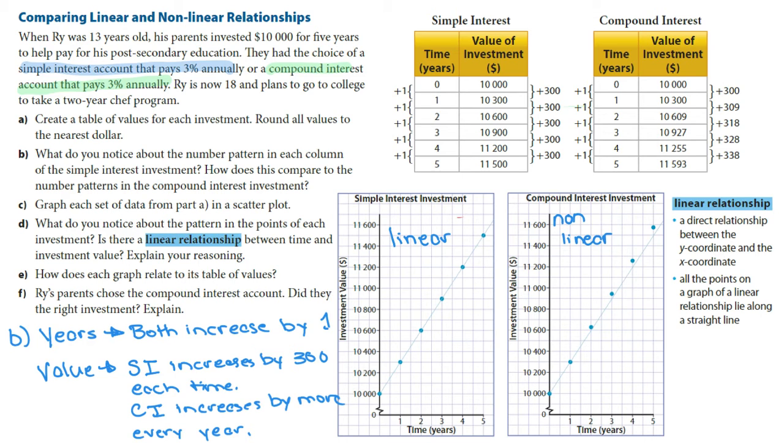Okay. So how does the graph relate to the table of values? What I notice here is that for each point in both graphs, the year increases by 1 each time. This makes sense because if you look in the table of values, our year increases by 1 each time.